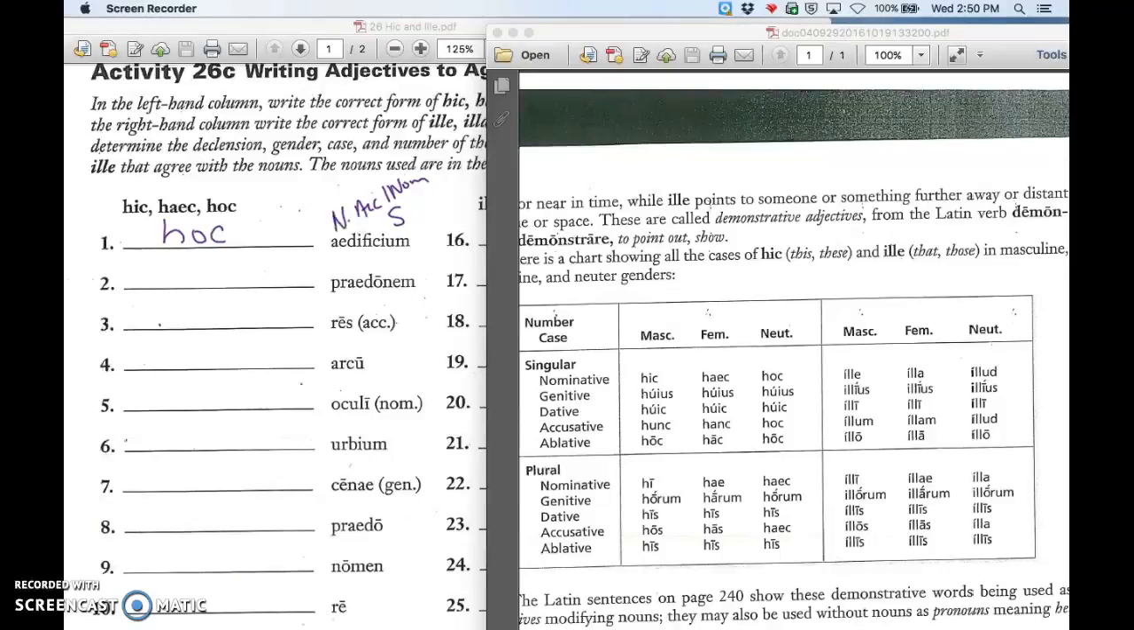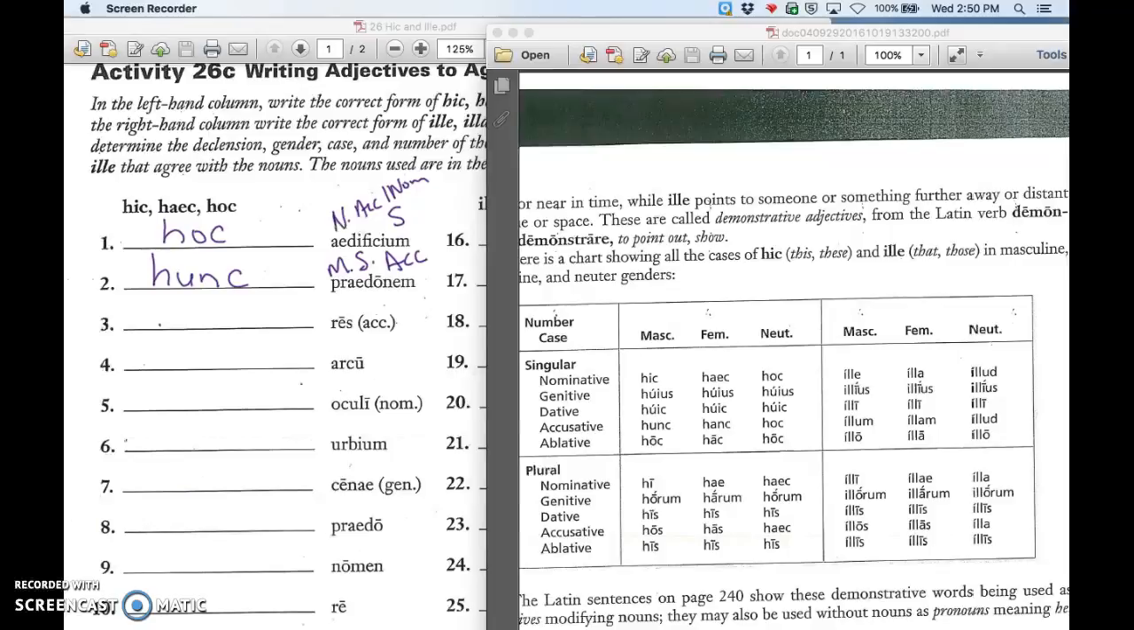The next one is praedonem. It's a third declension noun, so it's masculine and it's singular and it's accusative. So now we need the masculine singular accusative form of this word. So if we go to the singular section, we look at the accusative, and then we find the masculine, we see that that is hoc. You've been doing this for a while now, so this shouldn't be too difficult here.